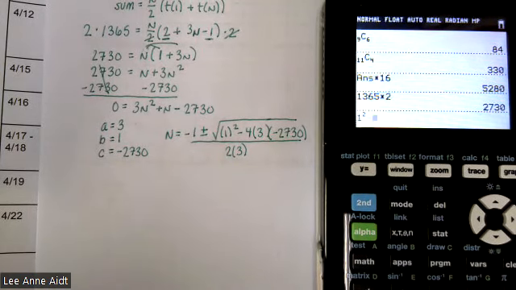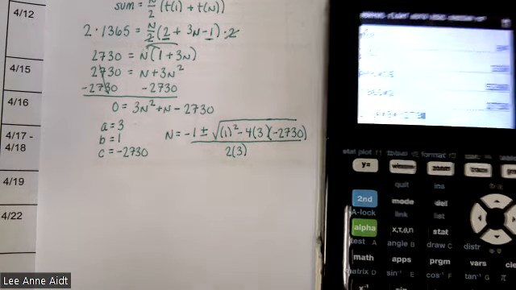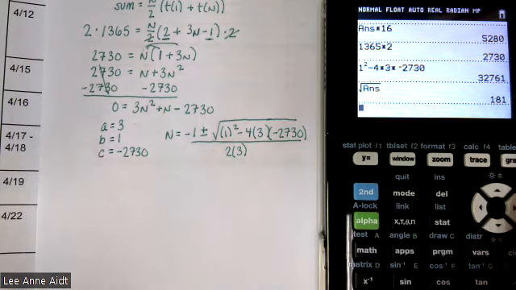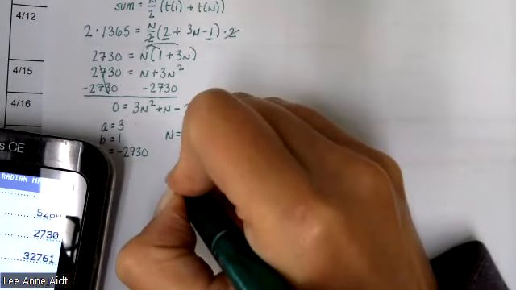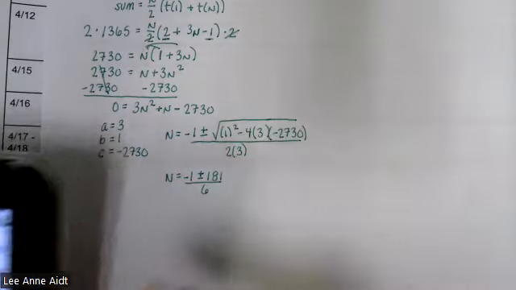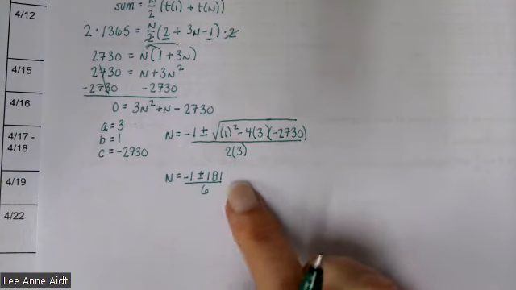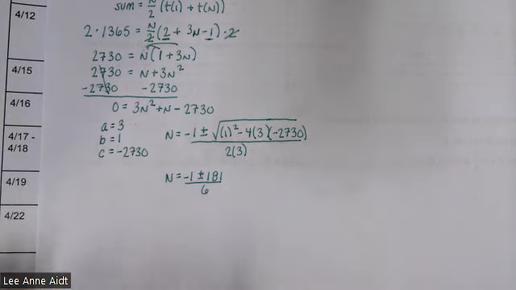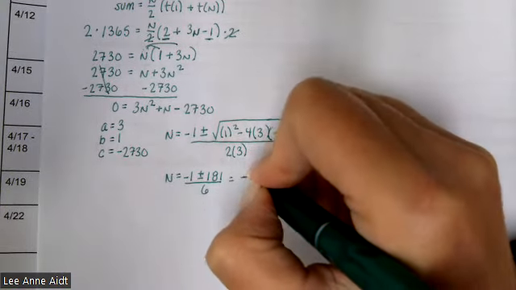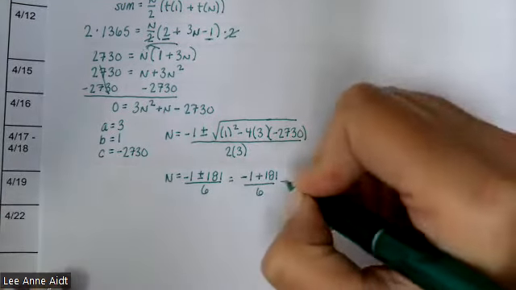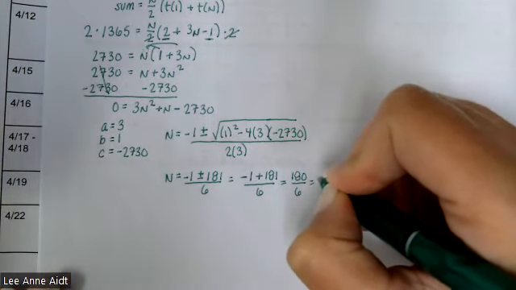1 squared minus 4 times 3 times negative 2730. And then square root, 181. So I have n equals negative 1 plus or minus 181 over 6. And remember with quad formula, in a problem with a series, you only worry about the positive one. The negative one's not possible for what we're doing. So negative 1 plus 181 over 6, which should be 180 over 6, which is 30.